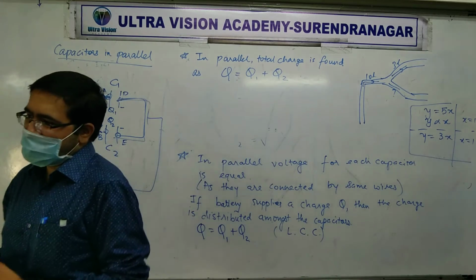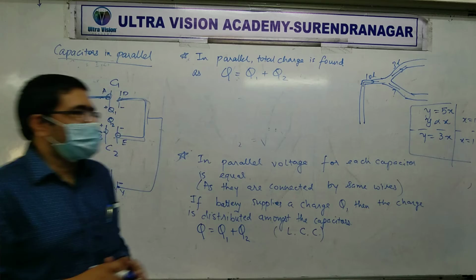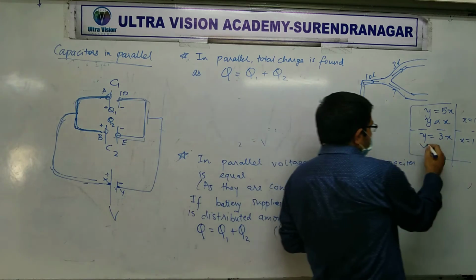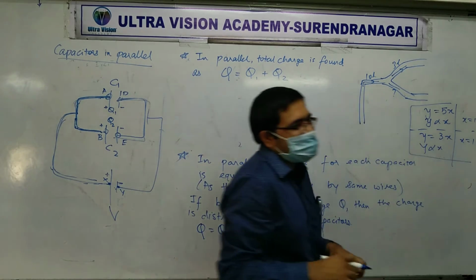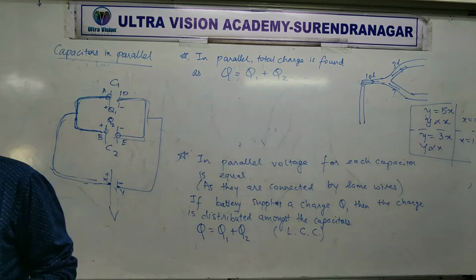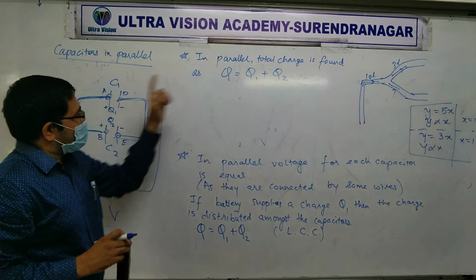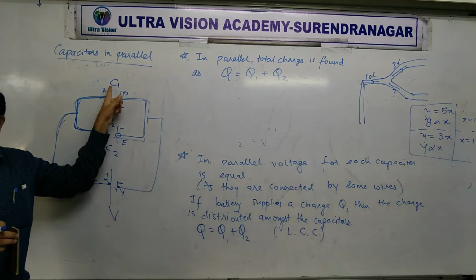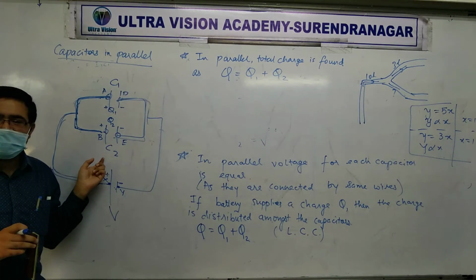Why not? Y is proportional to X in both. What's the difference? The constant is different. Same thing here. In first capacitor, that constant is C1. In second capacitor, that constant is C2.